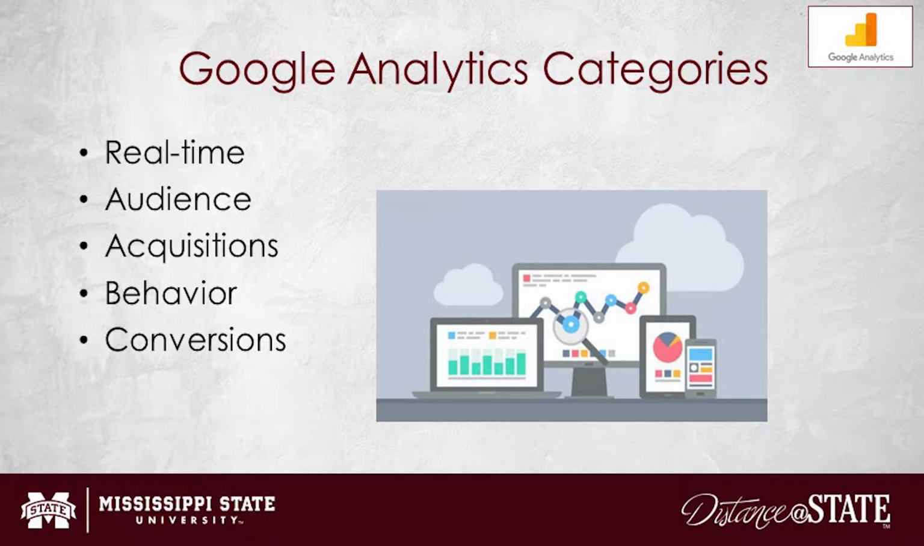Audience is going to tell you information about the people visiting your site over a period of time, and you can set the period of time. There is a date field at the top, so if you want to look at the entire year, a month, or a week, you can do all of that. This gives you geography, demographics, and a lot of different information about the people on your site.